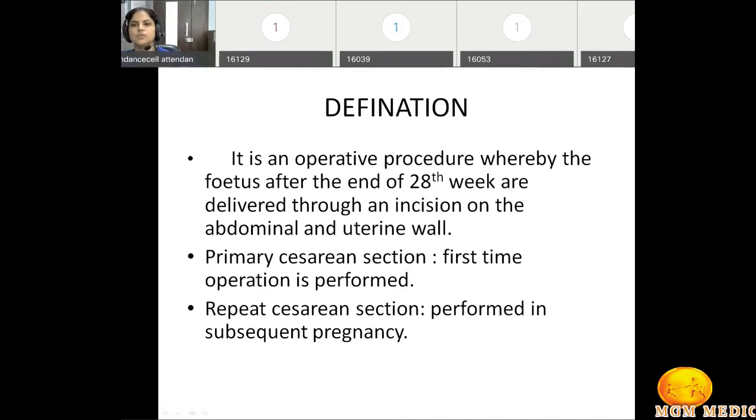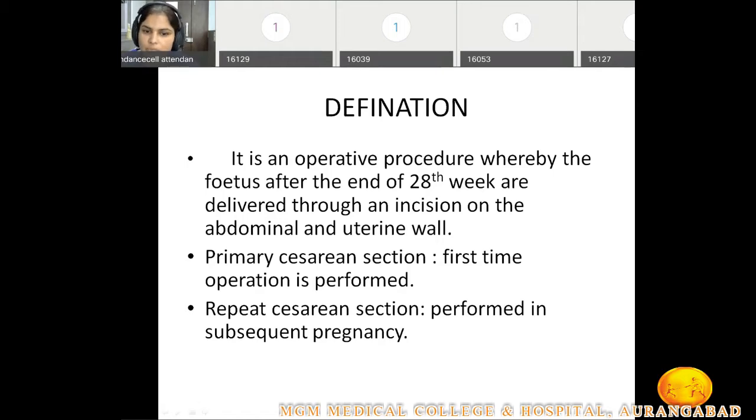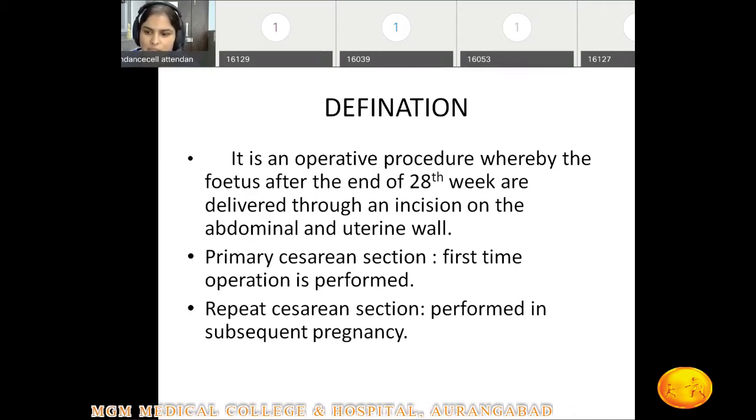So it is an operative procedure whereby a fetus after the end of 28 weeks is delivered through an incision on the abdomen and uterine wall. There are two types: primary cesarean section, which is the first time you are doing a section on a woman, and repeat cesarean section, where subsequent deliveries are also by cesarean section.